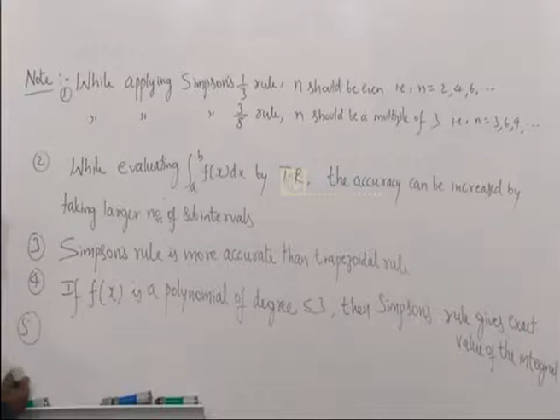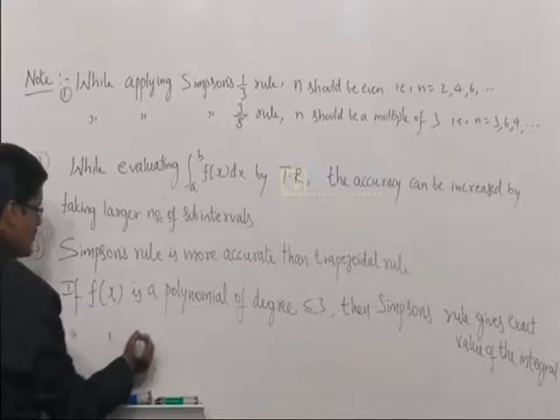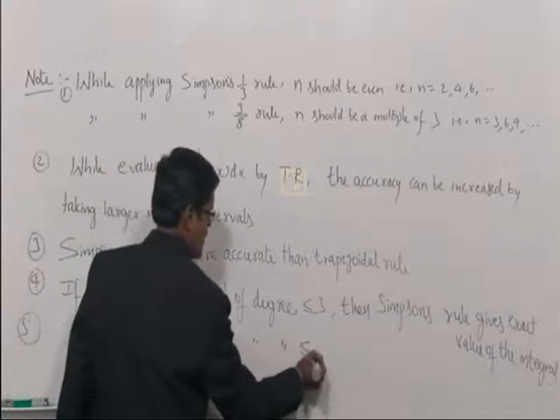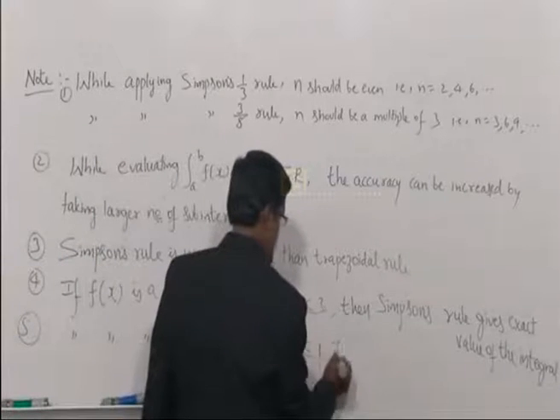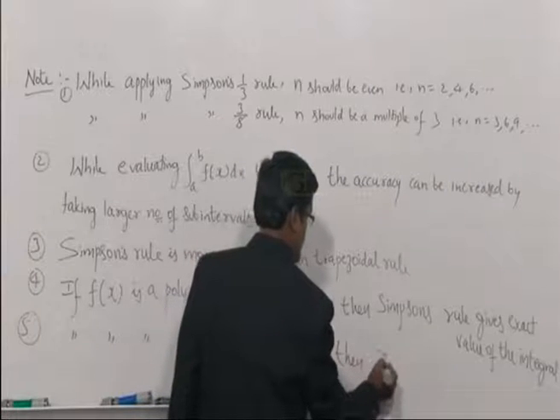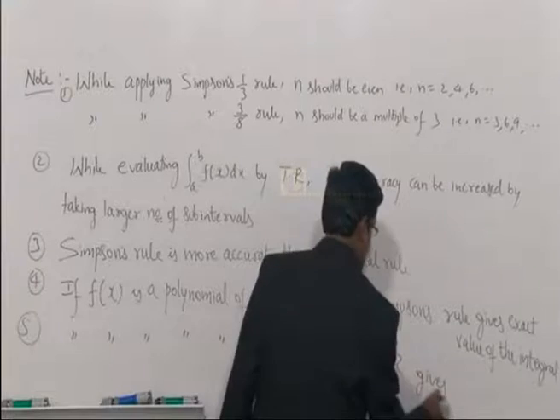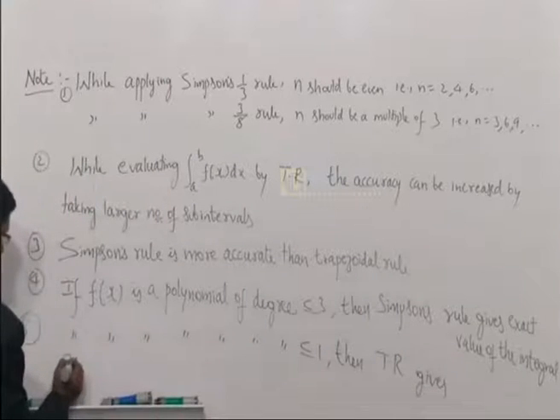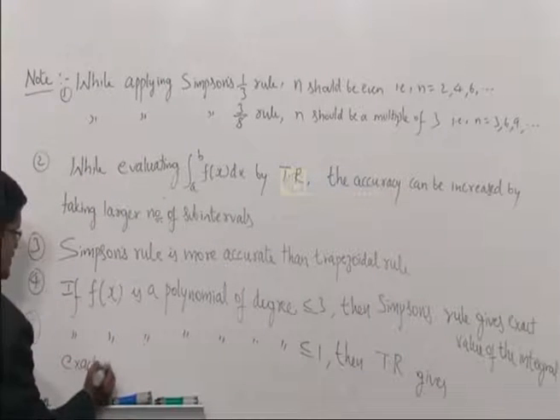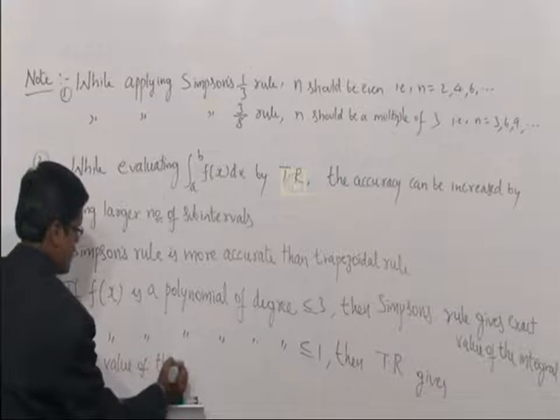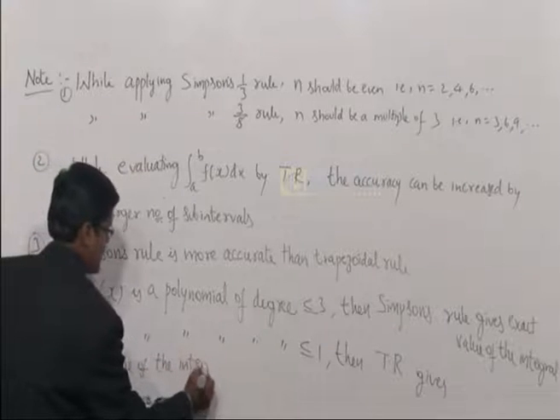5. If f of x is a polynomial of degree less than or equal to 1, then the trapezoidal rule gives the exact value of the integral.